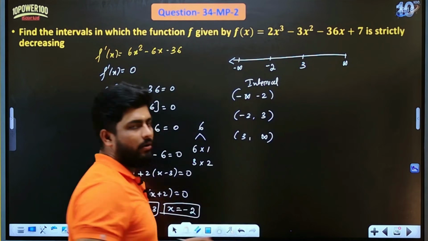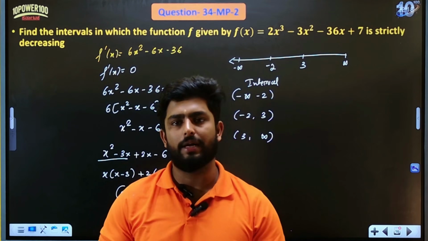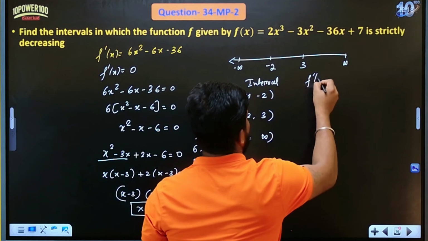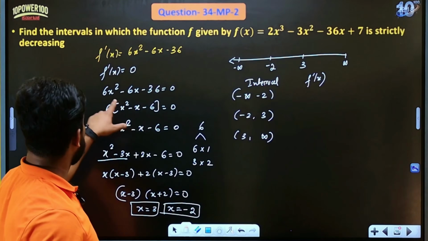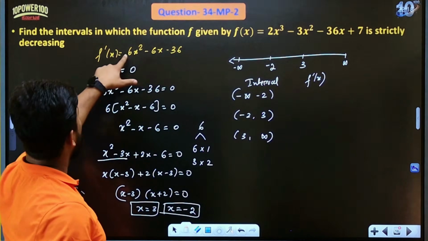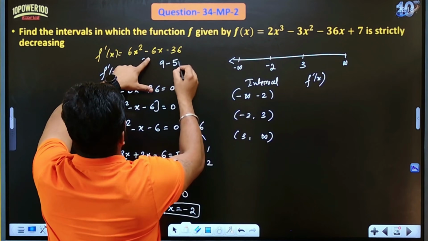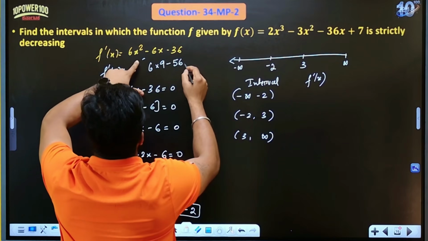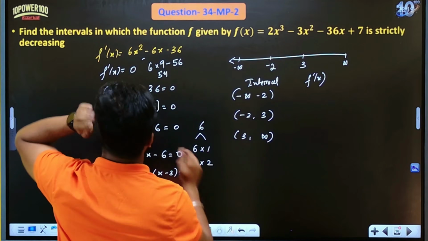Remember here, looking at the sign of f dash of x, we say whether f of x is increasing or decreasing, kids. For us f of x is important. So now let's take one value in this interval and put it in f dash of x. We'll take minus 3 and put it in. So minus 3 the whole square is 9, and 9 into 6 is 54. Sorry, I wrote it wrong.